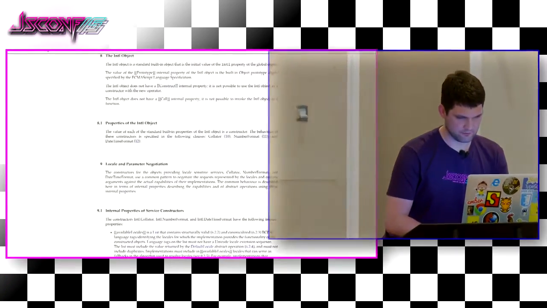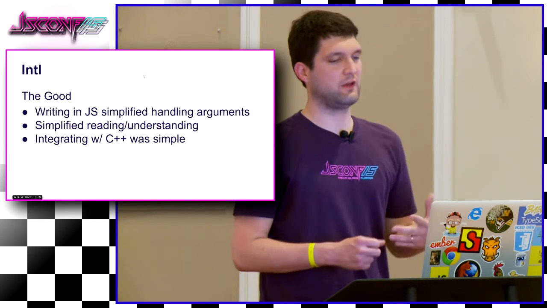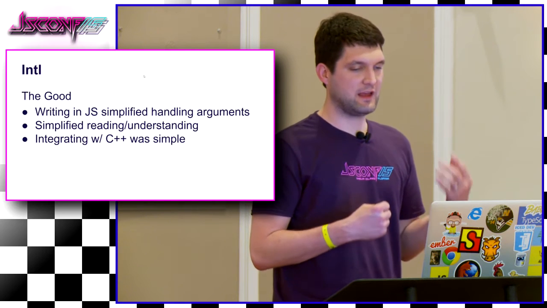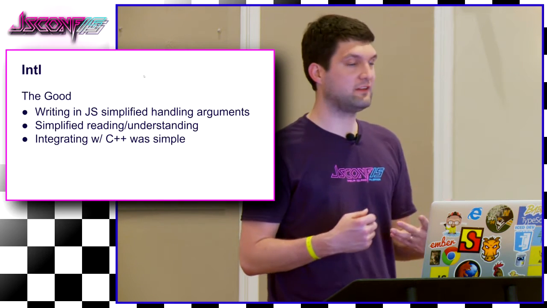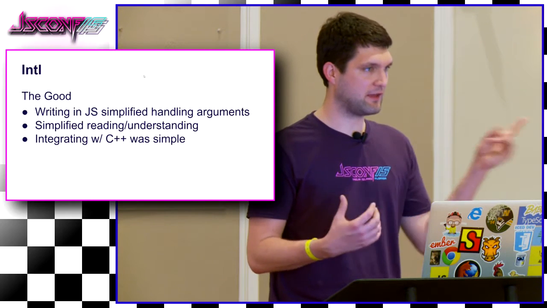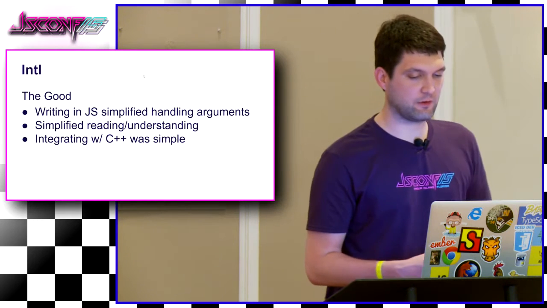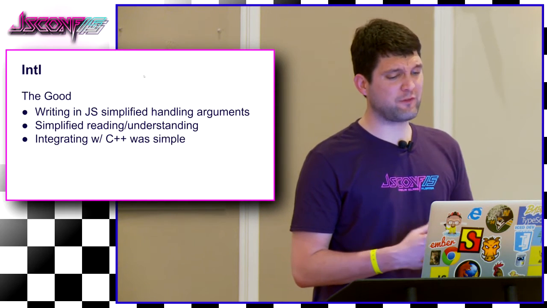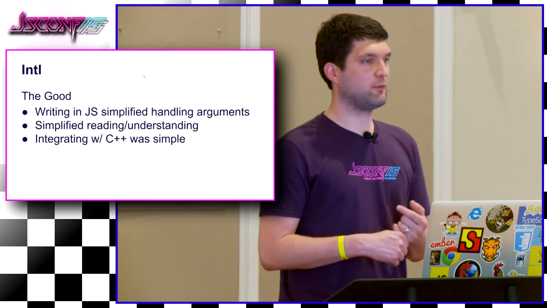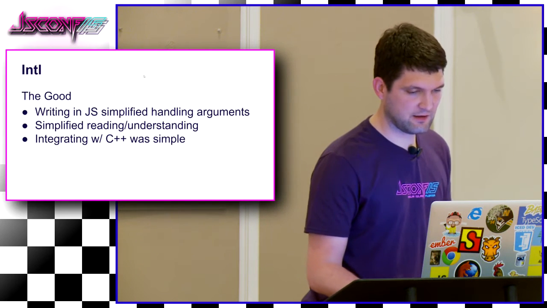So let's go back to here. All right. So the good here. The good was we were able to write it in JavaScript. It was able to simplify the handling of the arguments. It was able to be understood and read. So like I'm not a C++ dev, but I know JavaScript. So I could look at that and help out and say like, hey, this or that. Other JavaScript devs that we have could do that at the company. So it was good. Simplified reading and understanding. Integrating with C++ was simpler than we thought, so that allowed us to spin this up rapidly and get that implemented.